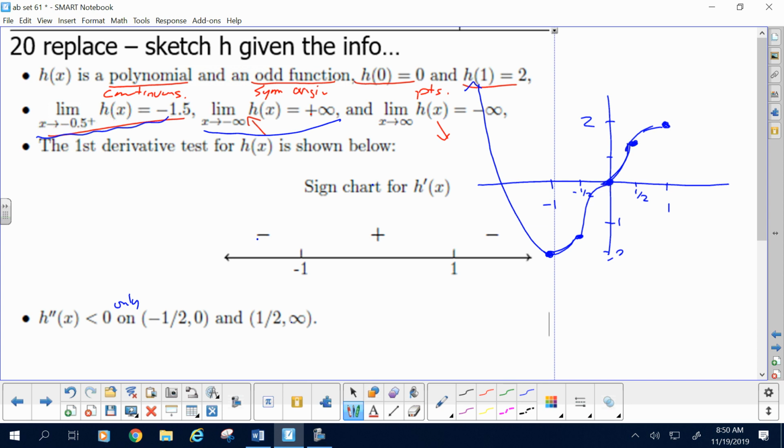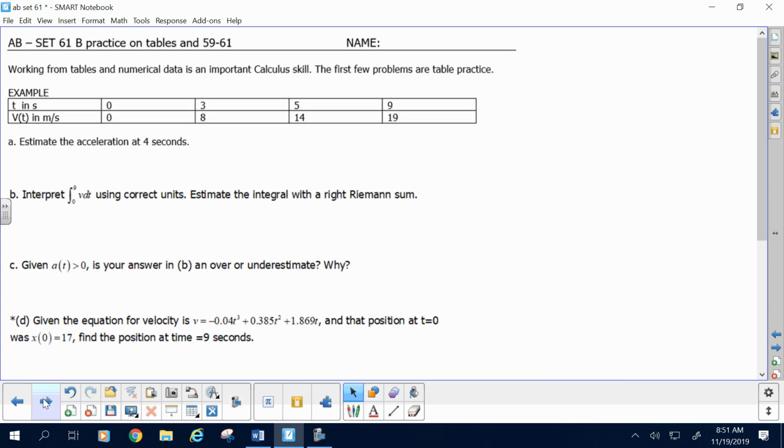And then it starts to decrease. Is that symmetric about the origin? It is. Okay? It's difficult, yeah? Okay. If you have other questions on that homework, I'll come back to them.